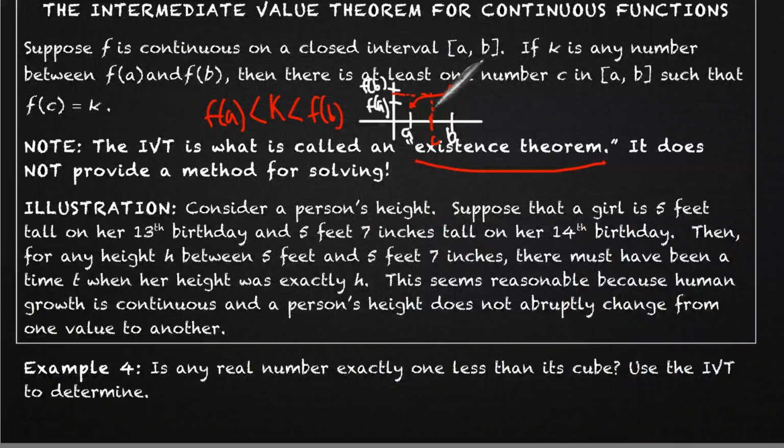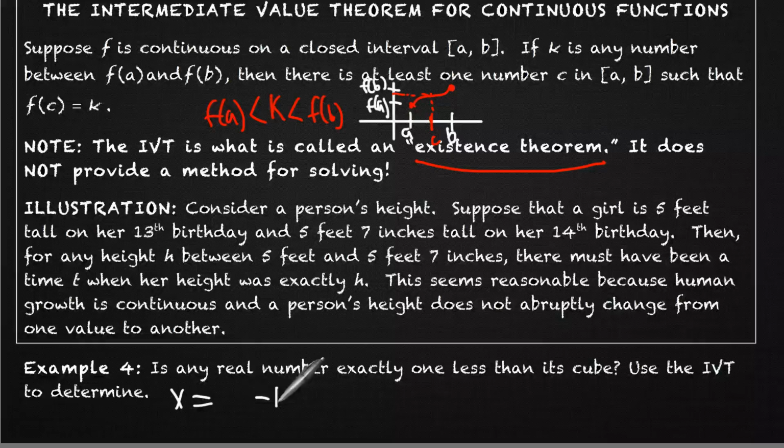So this problem says, is there any real number exactly 1 less than its cube? Use the intermediate value theorem to determine if this statement is true. So the first thing you want to do is take this sentence and write an equation that represents it. So is there any real number? We'll call that x. That is exactly equal to, it doesn't say equal to, but that's implied, 1 less than its cube.